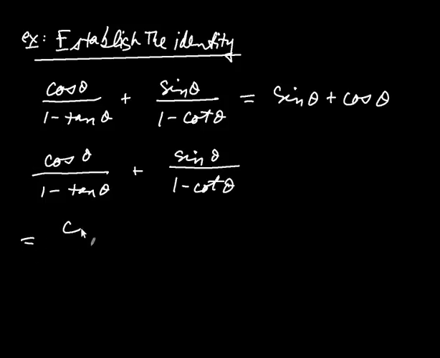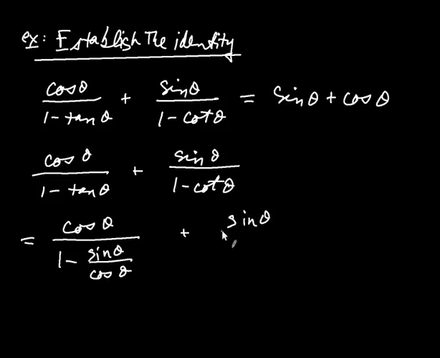So this is going to become cosine theta over 1 minus sine theta over cosine theta, and then plus sine theta over 1 take away cosine theta over sine theta. Okay, now at this stage, again, there's another algebraic technique that's going to be really useful. So let's do a problem that's going to show us algebraically what to do, and then we'll come back to this one in a second.